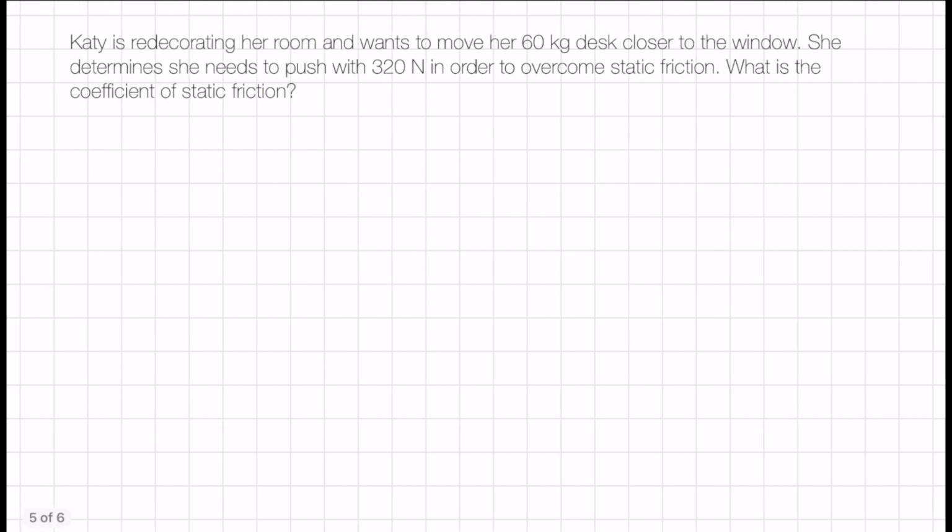This one's a little bit different. So Katie is redecorating her room and wants to move her 60-kilogram desk closer to the window. She determines she needs to push with 320 newtons in order to overcome static friction. What is the coefficient of static friction?